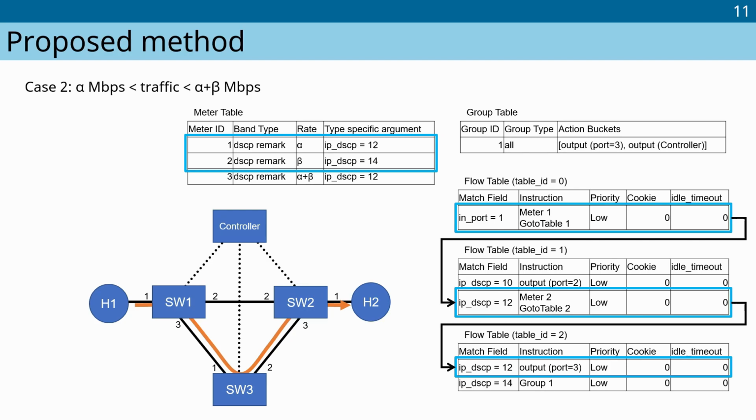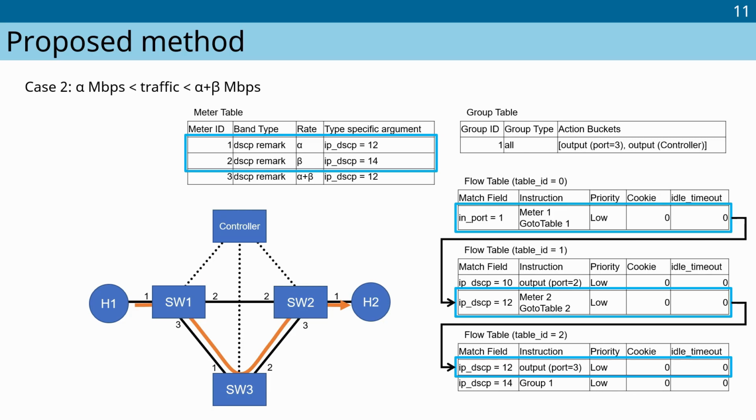In case 2, the traffic exceeds alpha megabits per second, and then meta 1 sets the DSCP value in the packet to 12. Then, from this entry, the packets exceeding alpha megabits per second are measured at meta 2. But meta 2 does nothing because the excess packets don't exceed beta megabits per second in case 2. So, from this entry in flow table 2, the excess packets are output to port 3 to pass the bypass. Note that the traffic splitting method proposed in these case 1 and case 2 is to increase throughput.